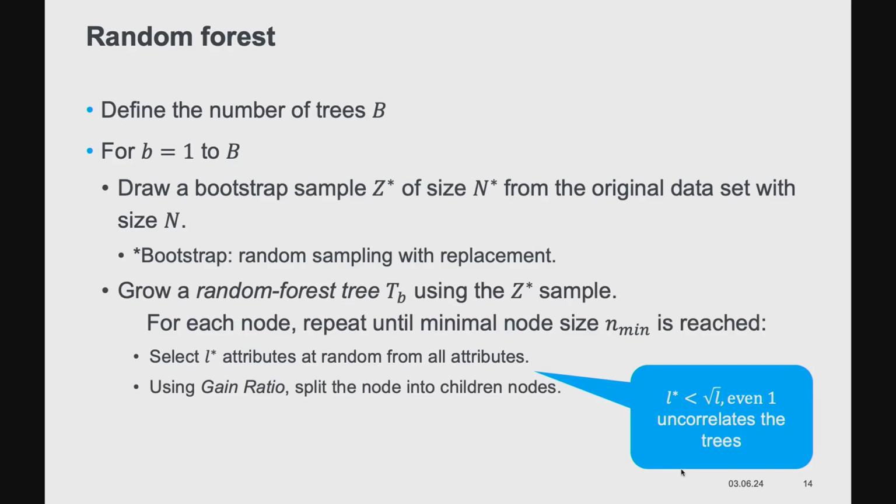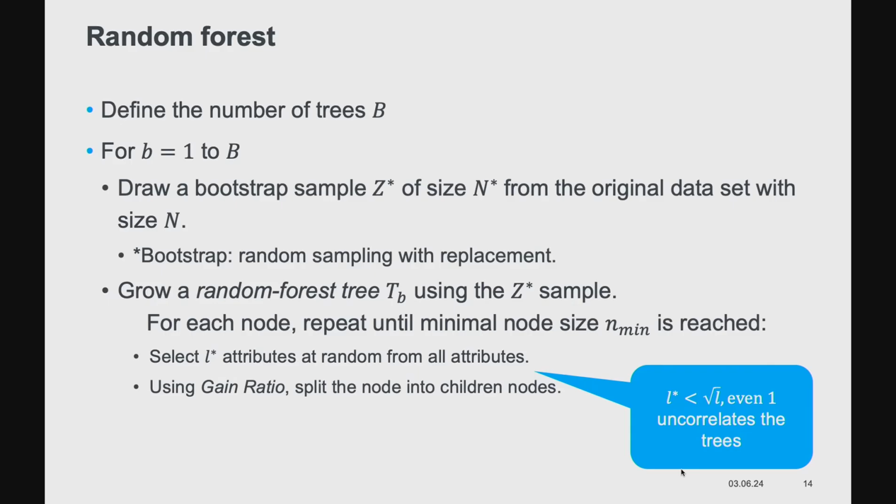Then you grow a random forest tree, T_b, so this is the index. We grow capital B many trees: the first tree, the second tree, and so on, using our current sample. We just do a decision tree with all the same considerations that I showed you when we handled decision trees, like making sure that we don't do too much overfitting, etc.